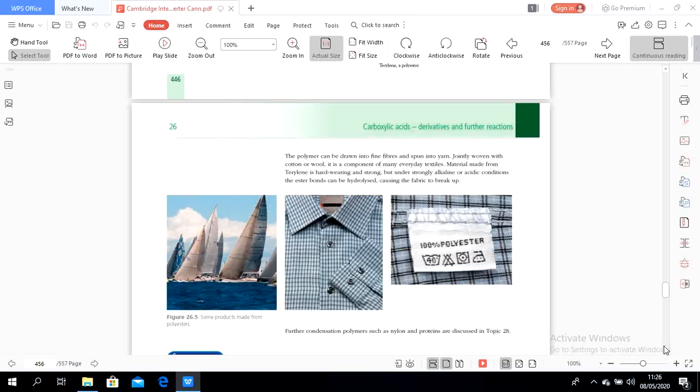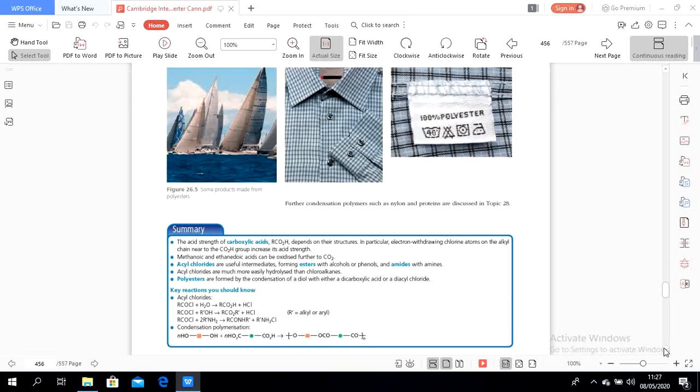Okay, this is the end of chapter 27.6, which is carboxylic acid and derivative.